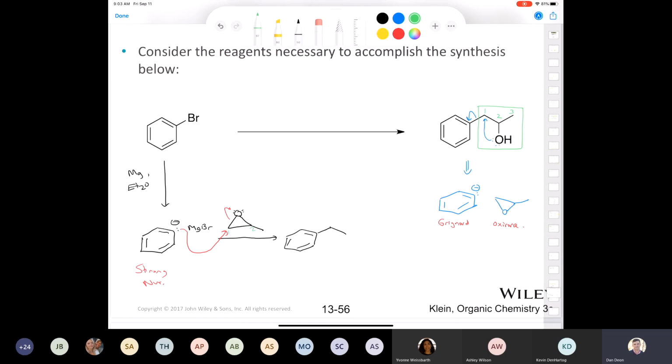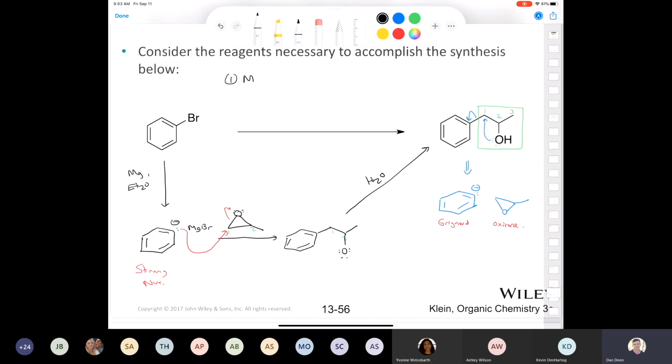1, 2. There we go. So on the second carbon, I'm going to have a hydroxyl, right? The alkoxide is going to be going down here. And on carbon 2, I also have a methyl group. Then in the last step, I just treat that with water. Done.